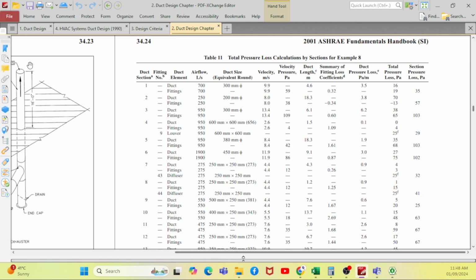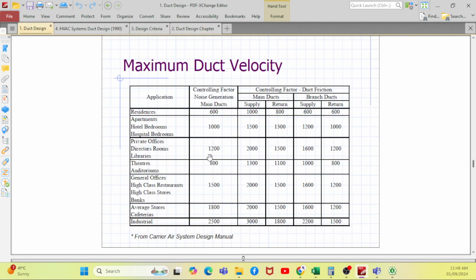Also there is another method, called the velocity method, with which you can calculate the velocity. For example, whenever you do the ducting design, you can calculate the velocity based on the different applications, because whenever you design the ducting system, there are different parameters. One is the airflow rate, one is the pressure drop, one is the noise criteria, and another one is the velocity.